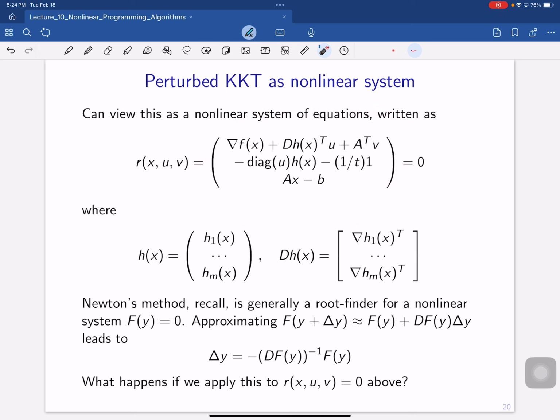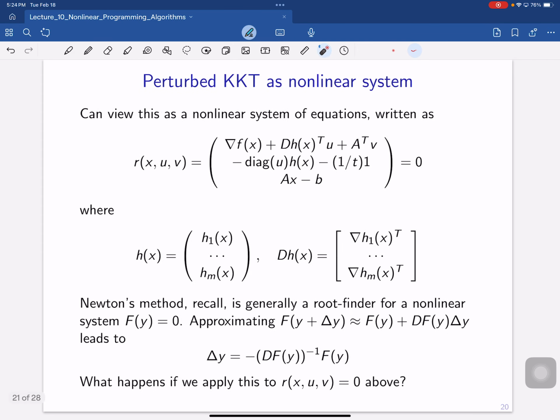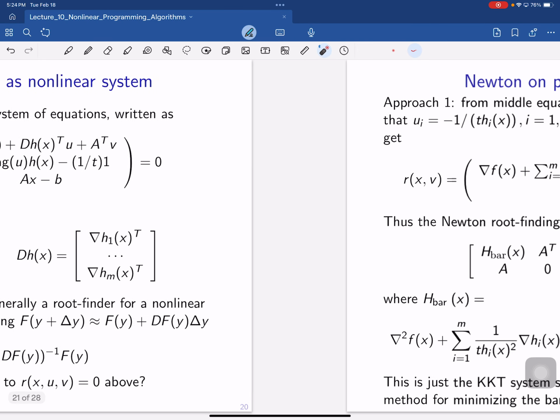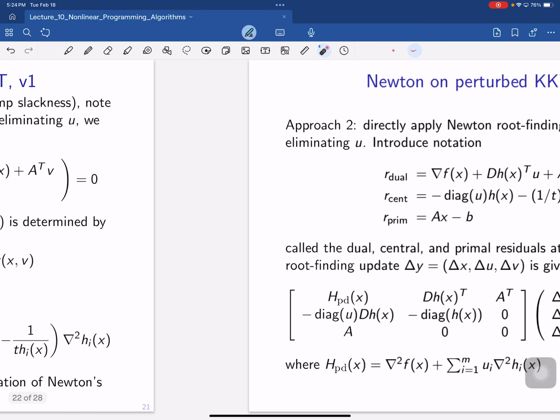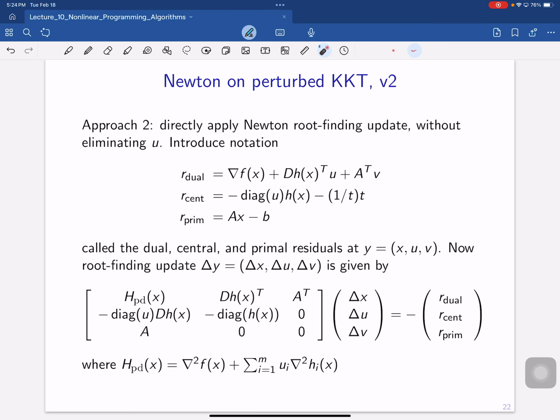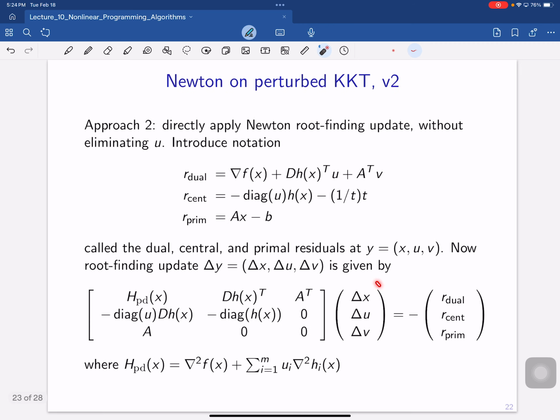Okay, so what would we get by solving this system of nonlinear equations? Maybe let's talk about version 2 first, right? So now the idea is let's apply Newton's method to the system of nonlinear equations, right? You take the Jacobian at this left-hand side, and then this is nothing but the perturbation you want to get, right?